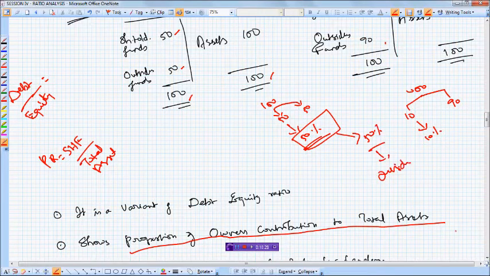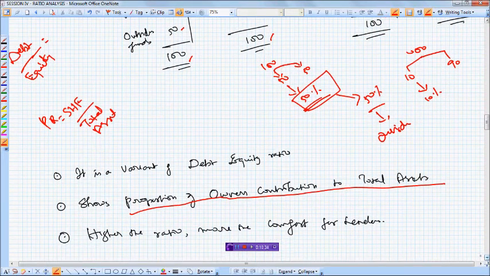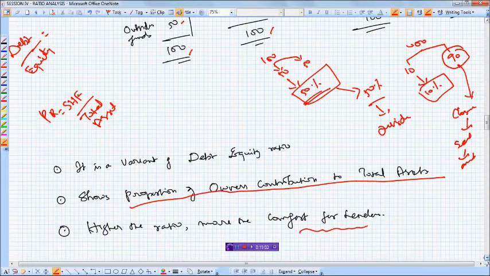That is what is measured, and if this ratio is on the higher side, it will give more comfort to the lender, because in case X, 50% is the ratio, and in case Y, 10% is the ratio. So what will happen? The 90, the outsiders, if their demands are not met in time, they will ask for closure of the company, sell the assets and meet their payment. So the lenders will not be interested in company Y, rather they'll be interested in company X, where the promoter has more ownership of the assets.